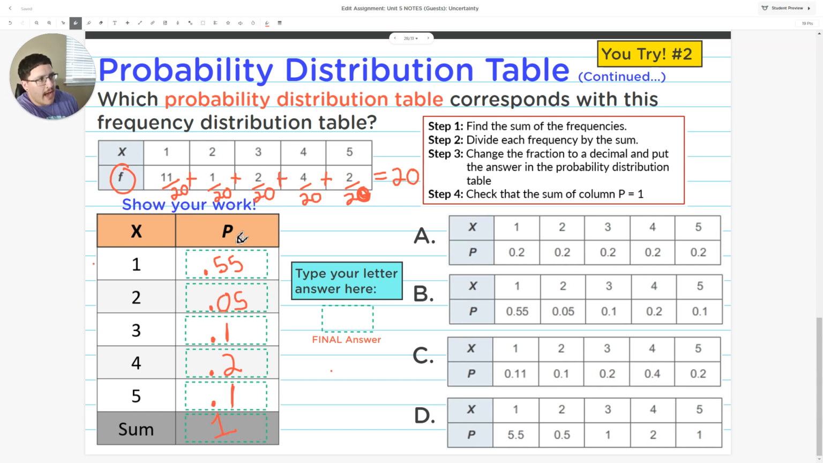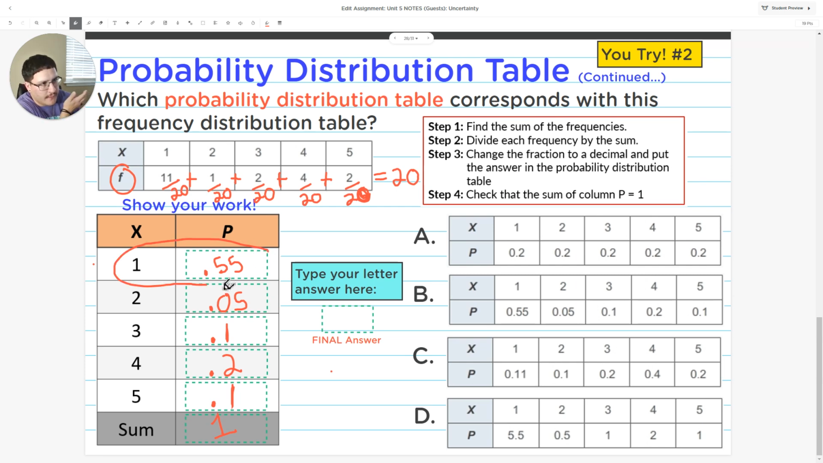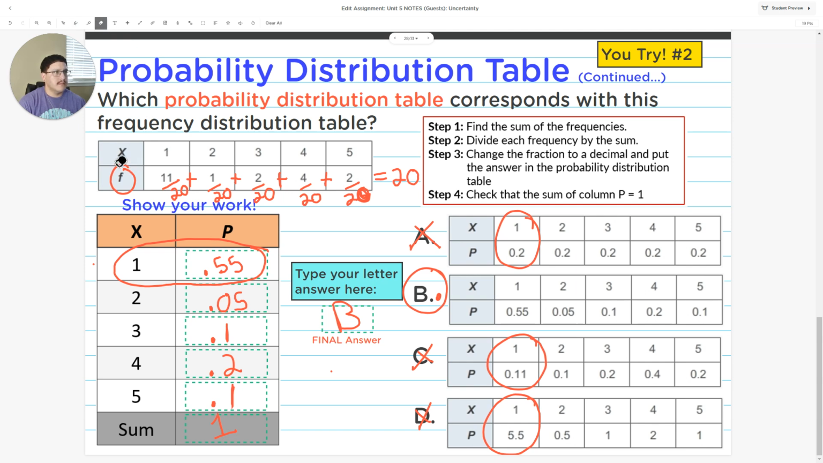Now, since we have multiple choice, let's check the options and see if we have what we need. A does not match. We know that doesn't work. B does, so that's a possibility. C does not match. D does not match. So the only one that makes sense in this case is B. B is the final answer. That's it for You Try number 2.